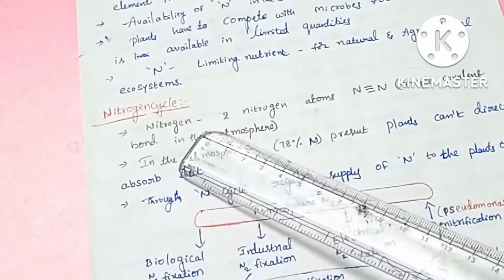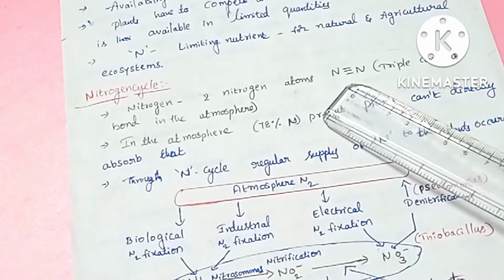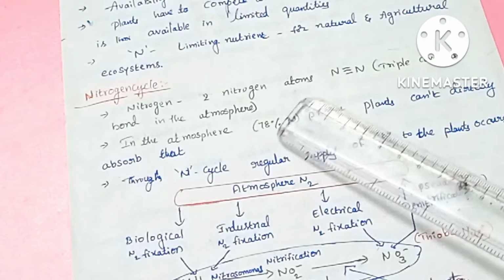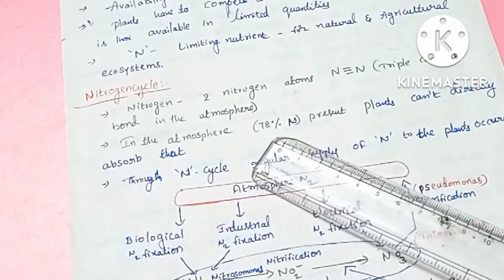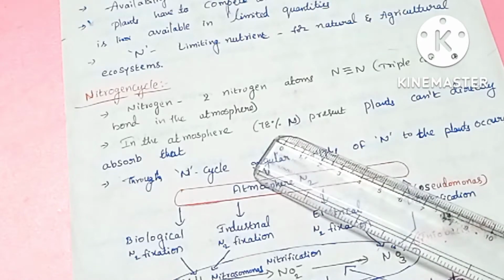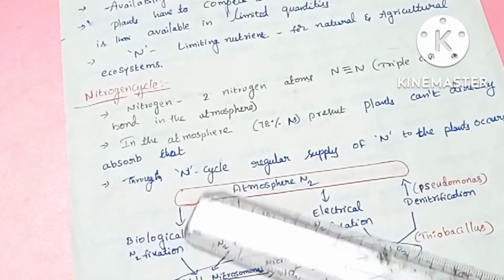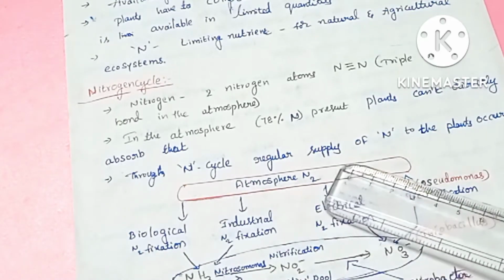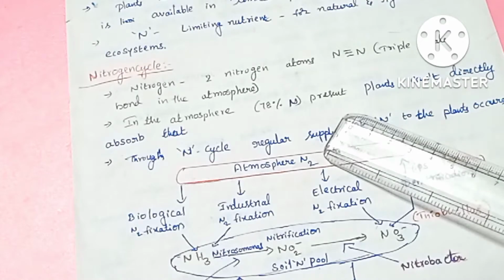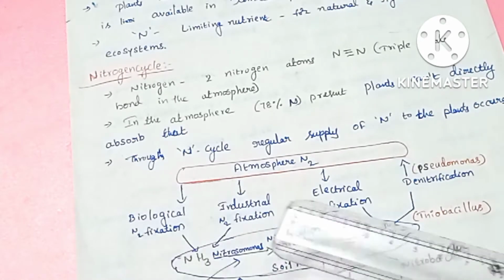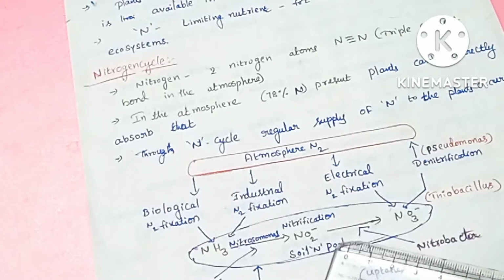What is the nitrogen cycle? In the atmosphere, nitrogen exists in the form of dinitrogen, with a triple covalent bond between the two nitrogens. Nearly 78% of the atmosphere is nitrogen. But though that much nitrogen is present, plants cannot directly absorb dinitrogen. Through the nitrogen cycle, the nitrogen becomes available to plants. How is it released into the cycle? Atmospheric nitrogen enters the soil either by biological nitrogen fixation, industrial nitrogen fixation, or electrical nitrogen fixation. By any means, the nitrogen enters the soil pool.